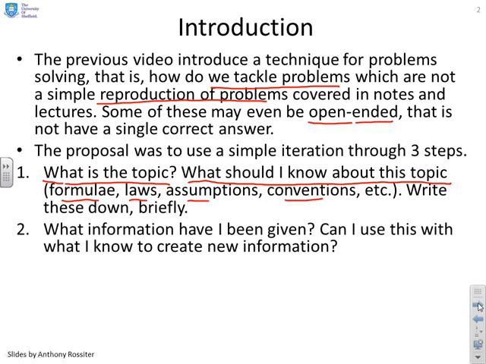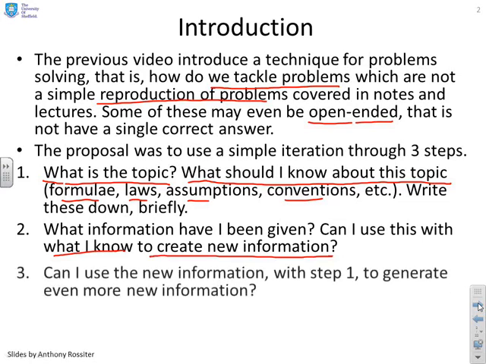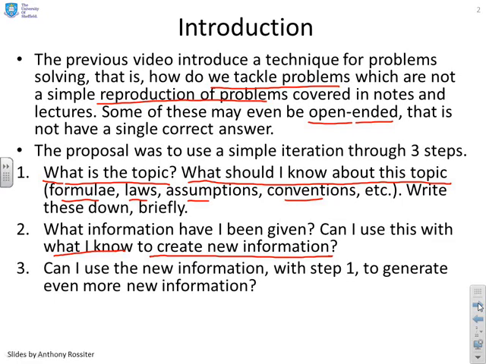Secondly, look at what information I have been given. Does this link to the information I already know, and can I use the two together to create some new information? Now, once I've got the new information, I may find that I can use that in combination with step 1 to generate even more new information. For example, new information might say, oh, there's another topic involved here. What do I know about that topic? And so on.